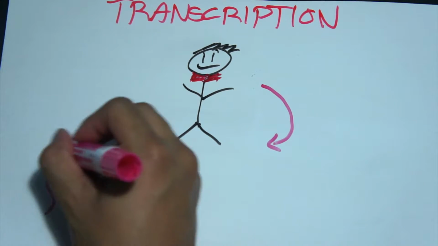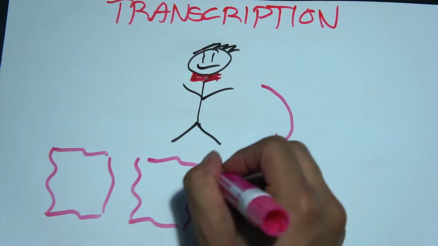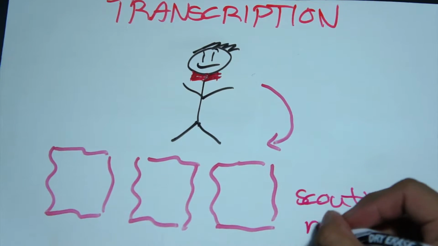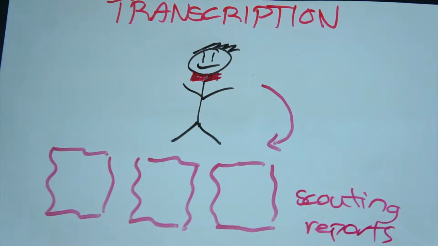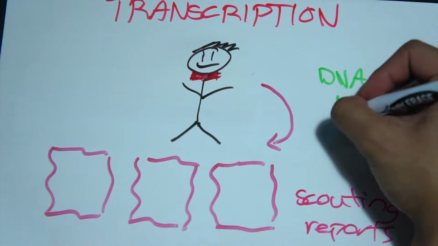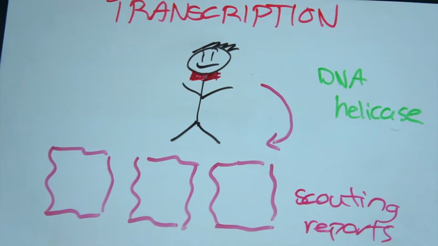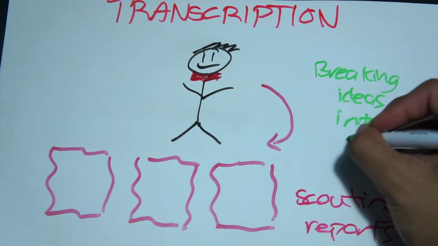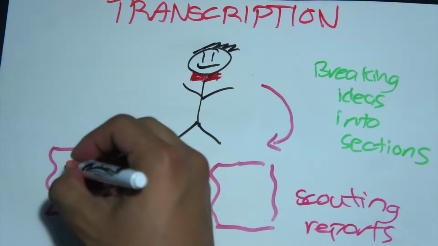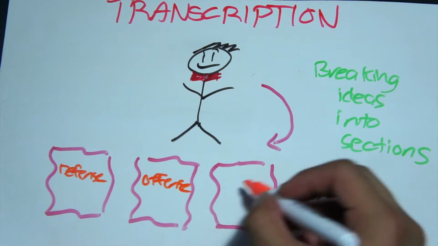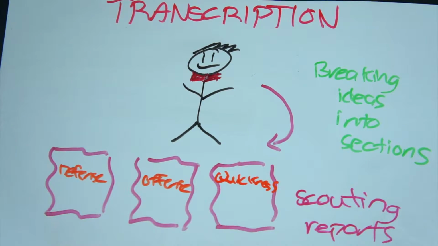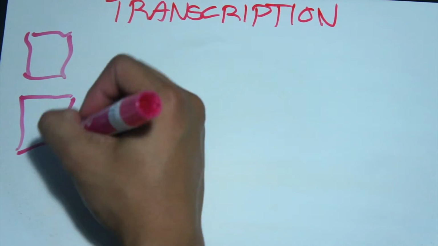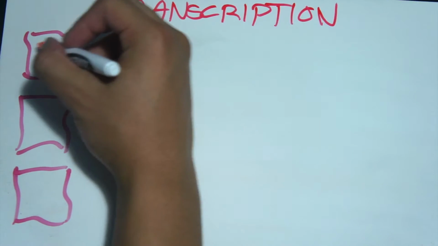So DNA helicase is like breaking down all his ideas into different sections, which is like his scouting reports. It's all what he wants in a team to make it successful, to make it win championships and all that. That is DNA helicase. So he breaks his idea into different sections, which is like your defensive section, your offensive section, your quickness, your agilities, and all that. So all those different reports, there are many of them.